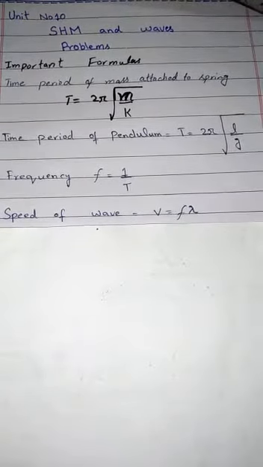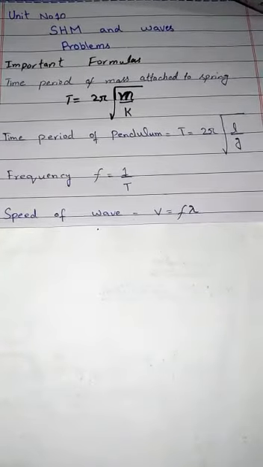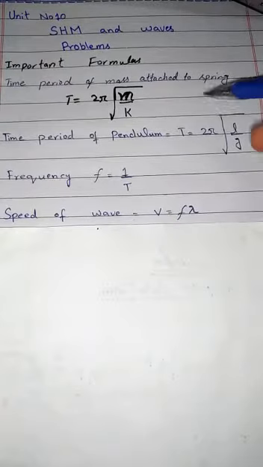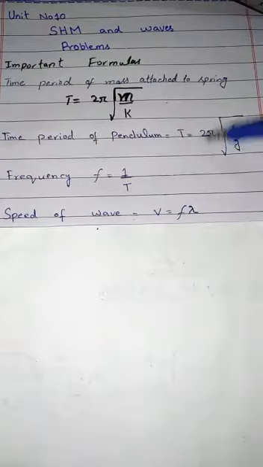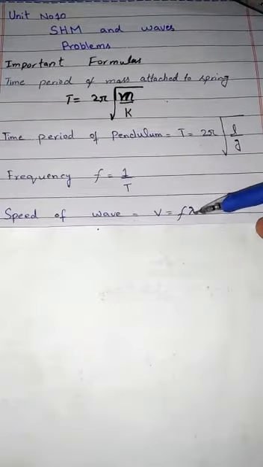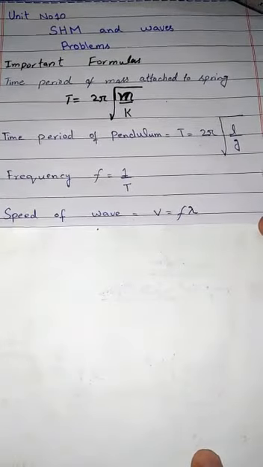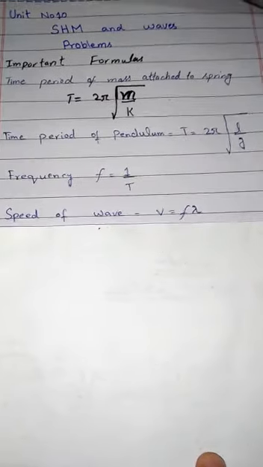Before solving problems, there are some important formulas which we are using in the problems. These are the formulas: time period of a mass attached to a spring, time period of a pendulum, frequency, and the wave speed. So let's start with our first problem.